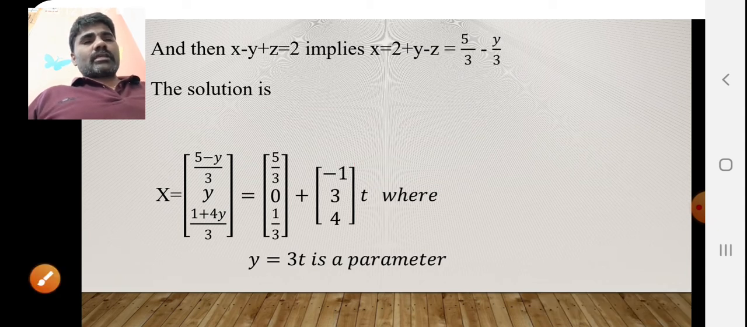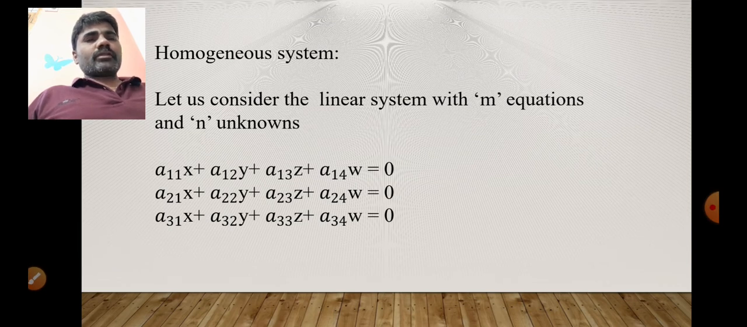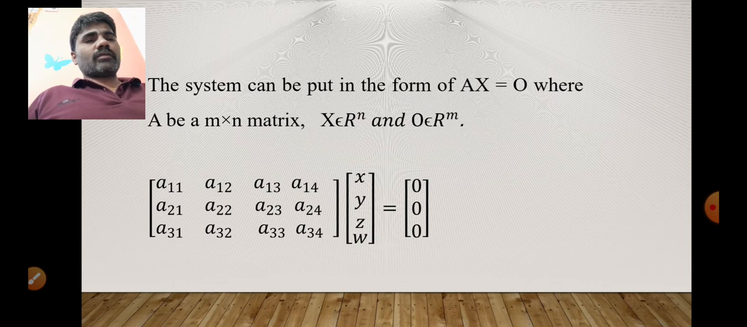Now we can consider another particular case, that is the homogeneous system. Let us consider the linear system with m equations and n unknowns. The right hand side will be 0. This is the system Ax equals 0. This is called a homogeneous system. The previous one is called a non-homogeneous system, where b is not equal to 0. When b equals 0, it is a homogeneous system. This can be put in the form Ax equals 0, where x is in Rn and 0 is in Rm. That is put in the matrix form like this.